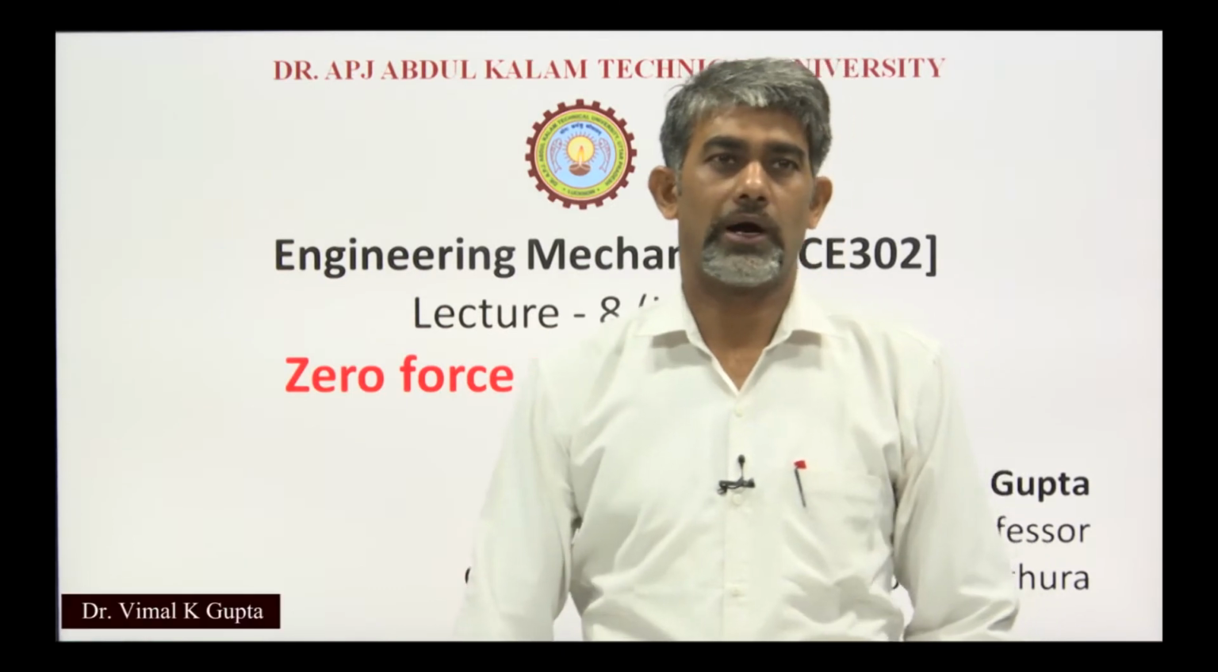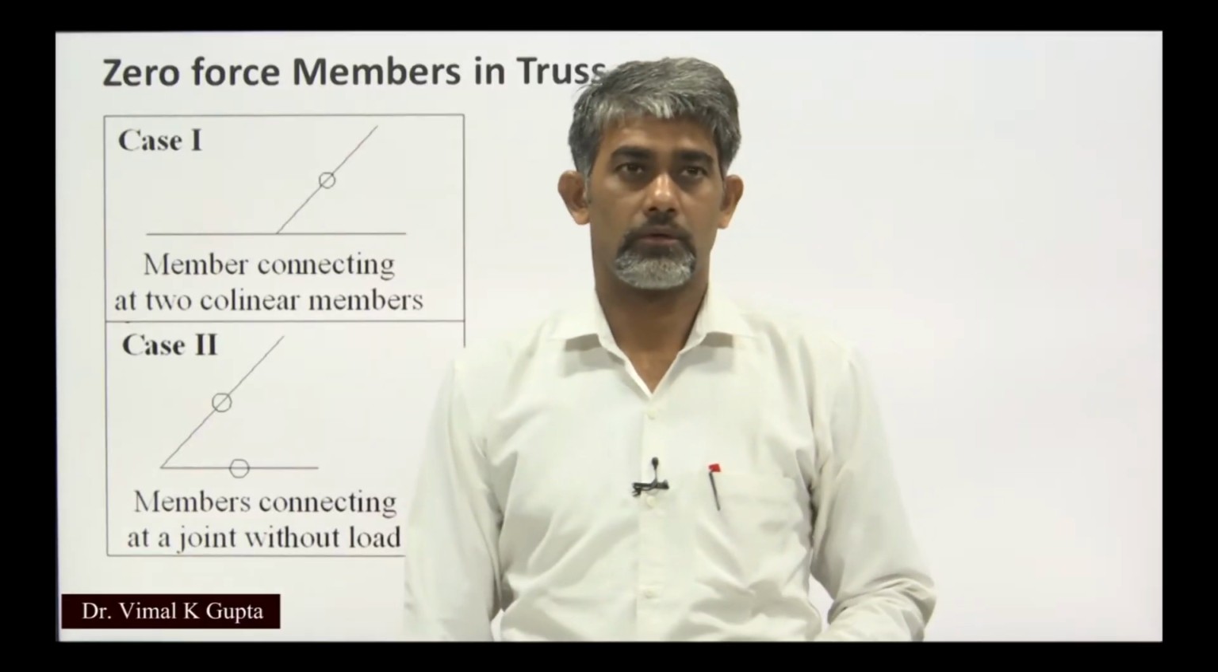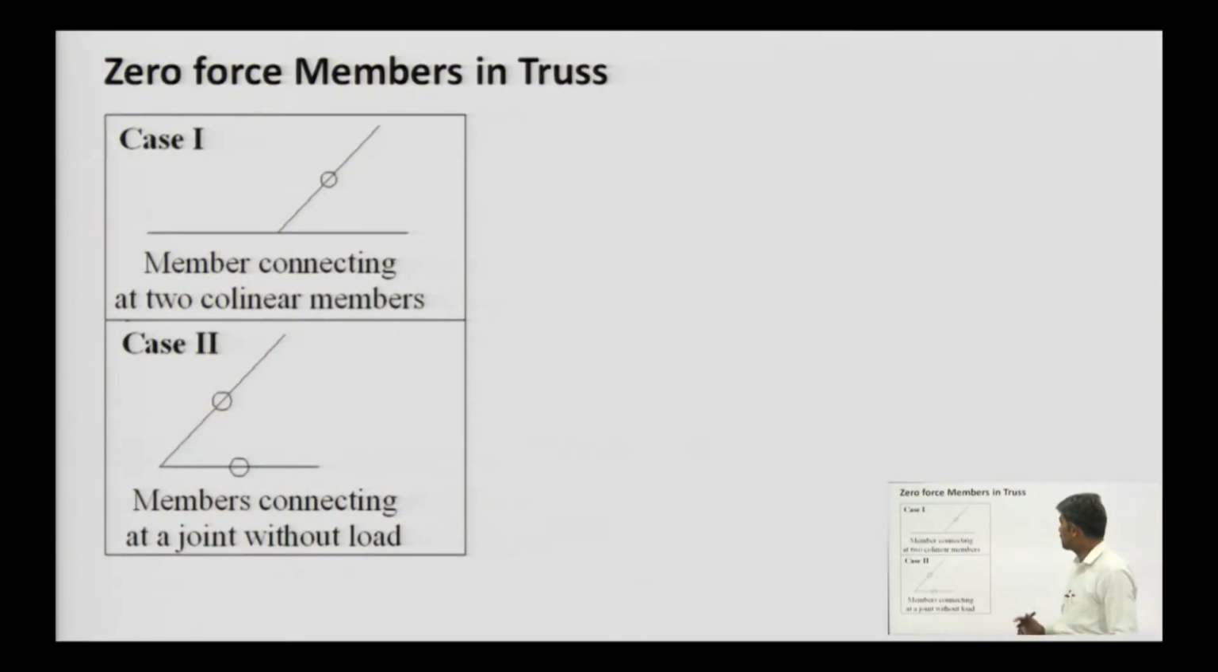Today we will identify zero force members in the truss. So, let us observe two cases. Case number 1, when 3 members are meeting at a joint and 2 of them are collinear, okay, this one and this one.